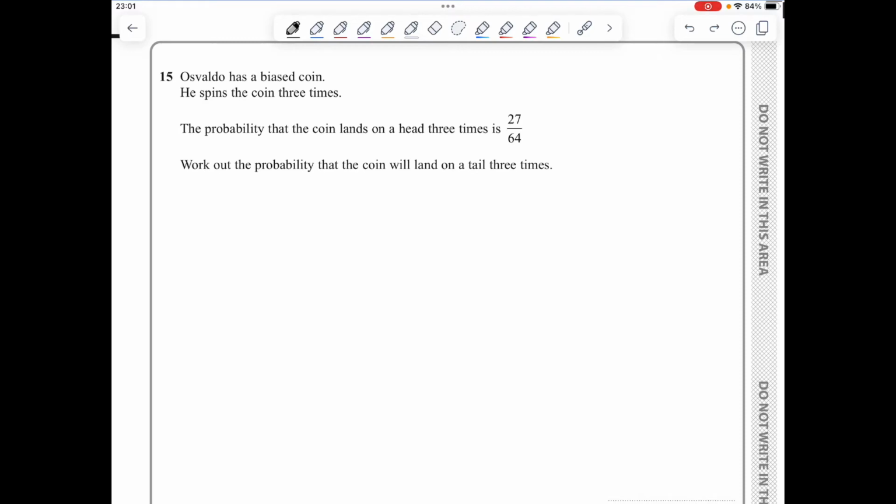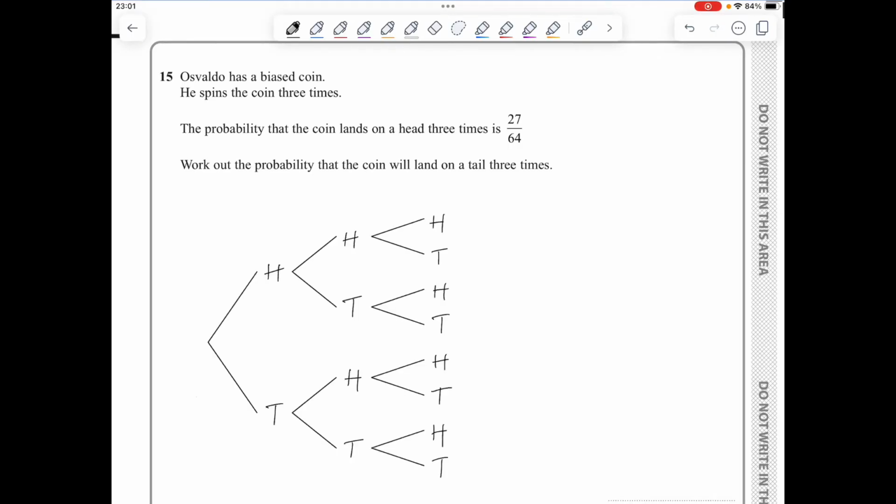For question 15, it's better to visualize this problem using a tree diagram, and since I spin the coin 3 times, I'll have 3 sets of branches. Every time I spin the coin, I have a probability, let's call it P, of getting a head, and a probability 1 minus P of getting a tail. And these values occur in every branch.